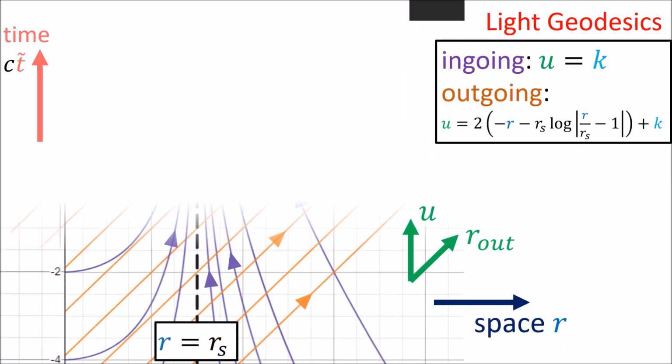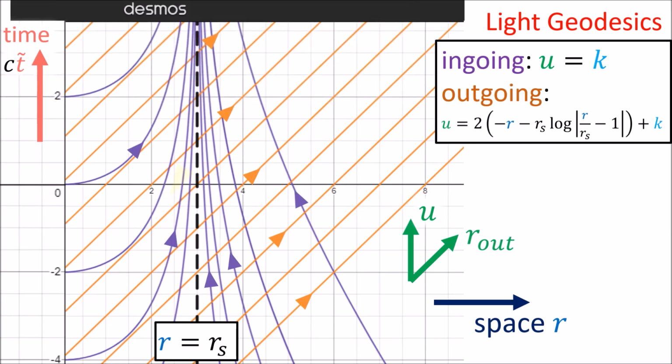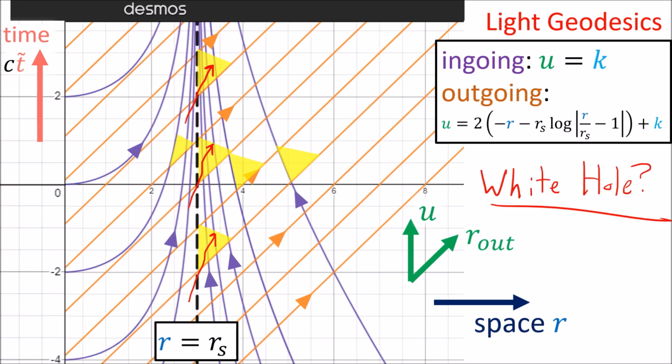For outgoing EF coordinates, light beams on our spacetime diagram look like this, with light cones pointing out of the event horizon. Here, we mysteriously see light beams leaving the event horizon, and all matter in the light cones being forced out of the event horizon as well, unable to return inside. This describes the opposite of a black hole, and so we call it a white hole.